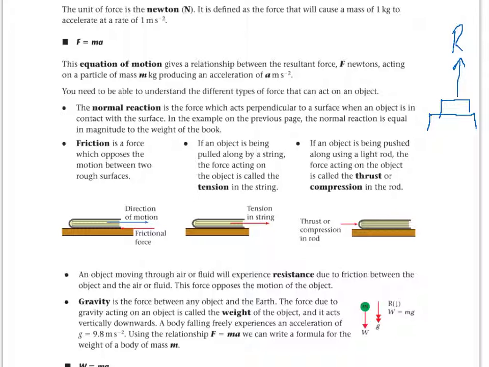If an object is pulled along by a piece of string, this force is called a tension. So if you've got a little toy and you've got some string attached to it, as you pull the string, the car moves along, and the force in the string is the tension. And finally, if you are pushing an object across with your finger, that's the thrust or compression. So if you've got a calculator like I have here, and I'm applying 10 newtons, say, I'm pushing it away from me.